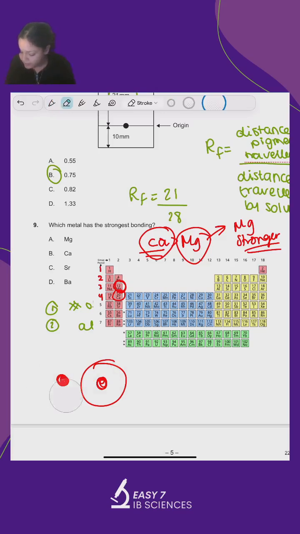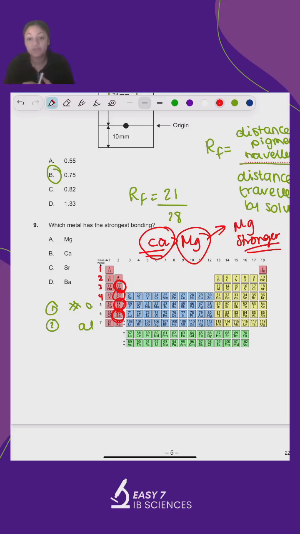Now, what about Sr, so strontium and barium? Strontium is here, and barium is here. Again, barium has the biggest atomic radius, and like we said, the bigger the atom, the weaker the bonding, right?